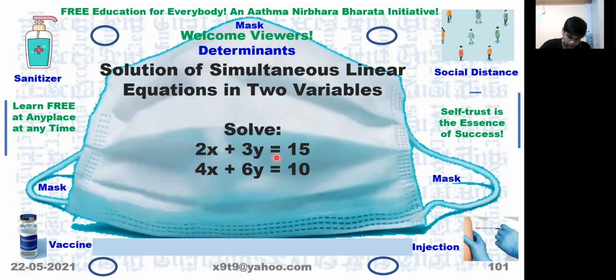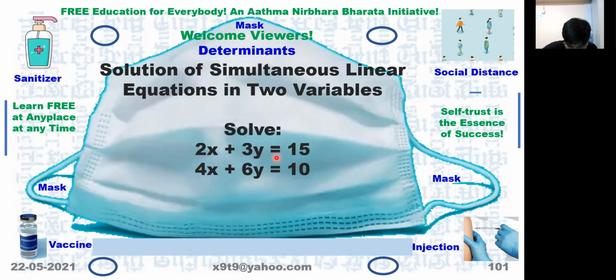If delta is not equal to 0, then the lines intersect, and we get a unique solution. Unique solution means there is a particular value of x and a particular value of y, at which point the given two lines intersect. So can you draw the graphs of all these problems?